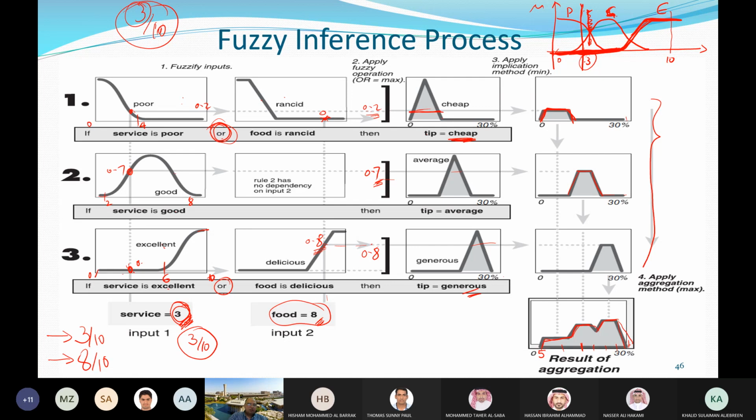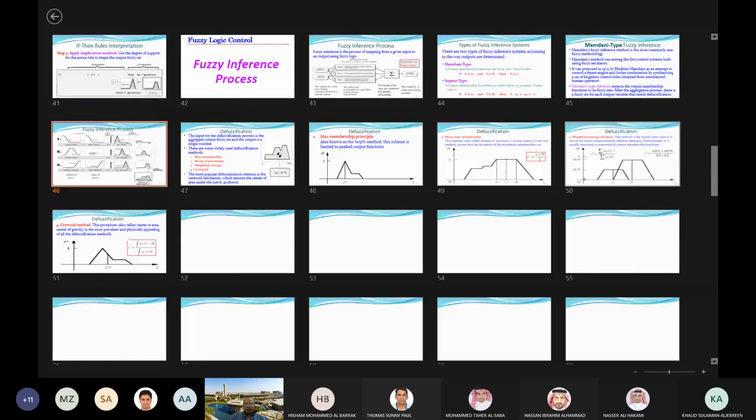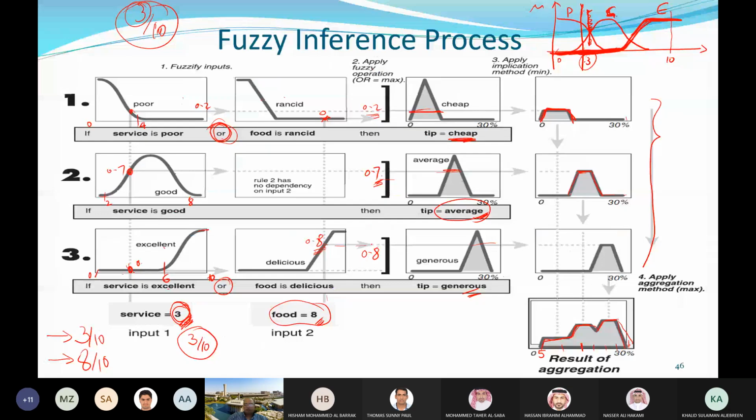Second rule, it was 0.7 regardless. So it's 0.7 and this is the average membership, so it's satisfied by 0.7. So this is 0.7. For the third rule, this is 0 and this 0.8, so it becomes 0.8. So this is the generous membership, so it will be satisfied by 0.8 and clipped here. So this is the output of the third rule.